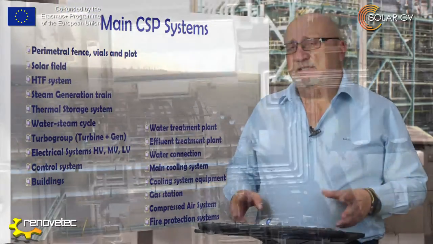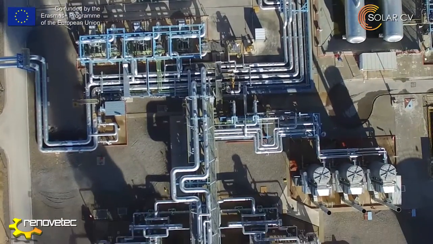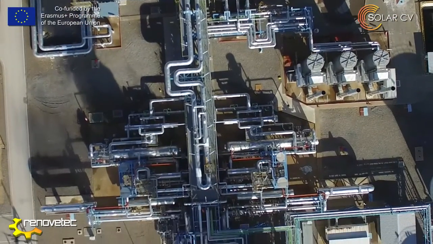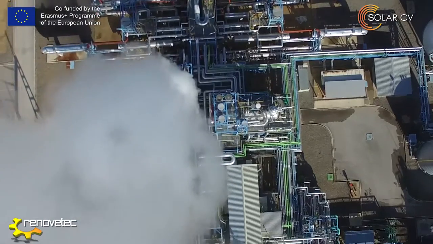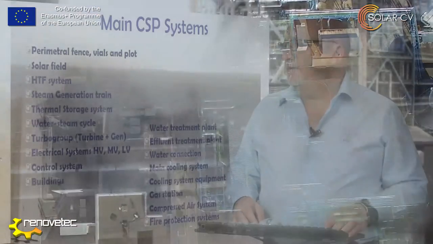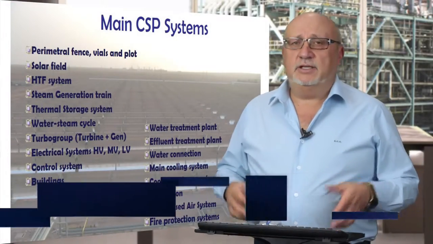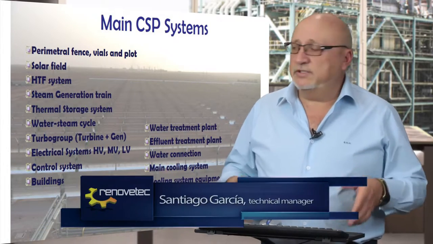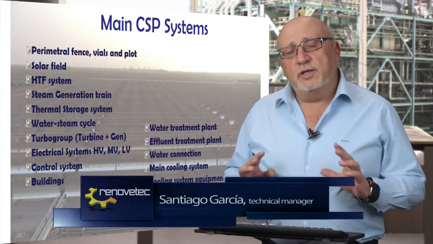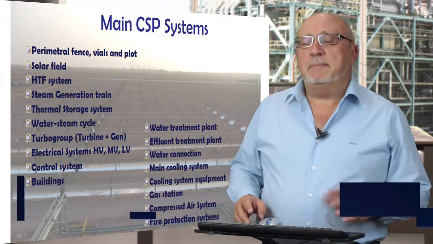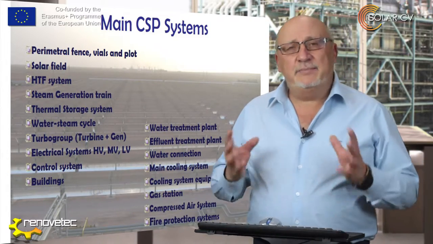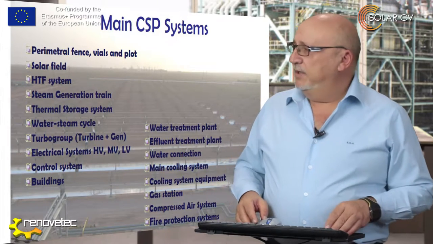We have the water steam cycle that connects the steam generation train with the steam turbine. We have the turbo group composed of the steam turbine and the generator. We have the electrical system: the high voltage system, the medium voltage system, and the low voltage system. We have the control system and the buildings. Maybe these are the main systems, the main elements that compose one PT plant.